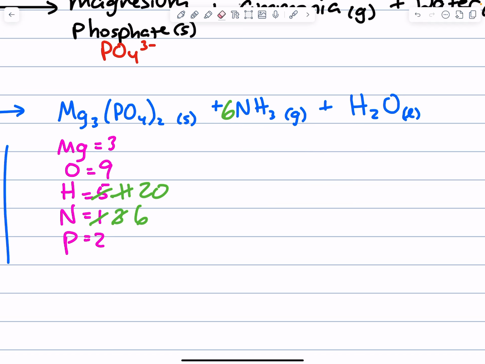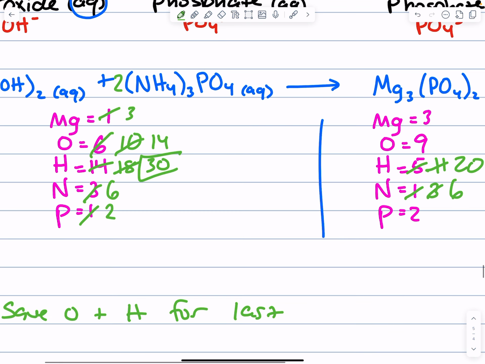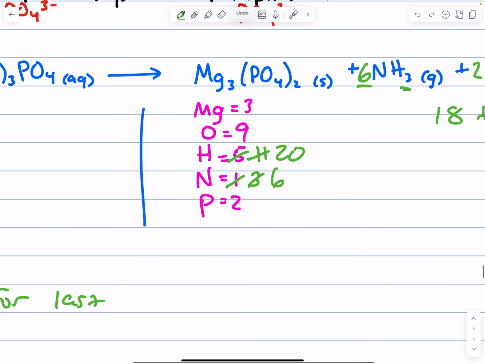So let's put a random number in front of H2O, 2. Okay, what's 2 times 2? 4. What's 6 times 3? 18. What does this give me? 22. How many do I need? I need 30. So I need a bigger number than that. I'm not going to put 2 in front.